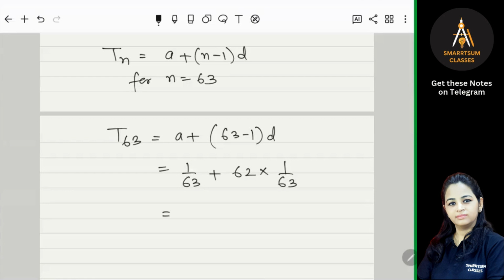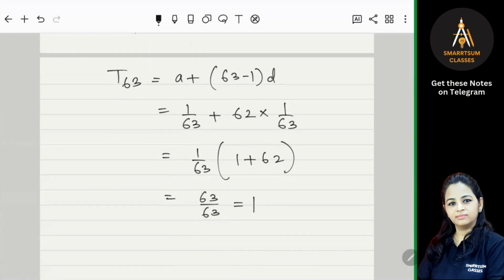Getting it? So what you're getting? 1 by 63 you can take common. So 1 plus 62, that is 63 upon 63, which is 1. So what is the 63rd term of the AP? That is 1. So in this way, we have got the 63rd term of the AP, whose 7th term and 9th term is given. Now please note.